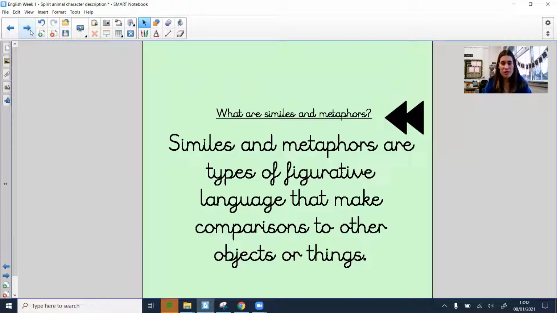So what are similes and metaphors? Well, similes and metaphors are types of figurative language that make comparisons to other objects or things. So similes and metaphors basically just compare things to something else, which helps the reader to be able to visualize, to be able to see in their head what is being described.